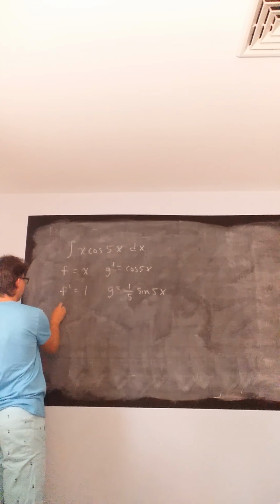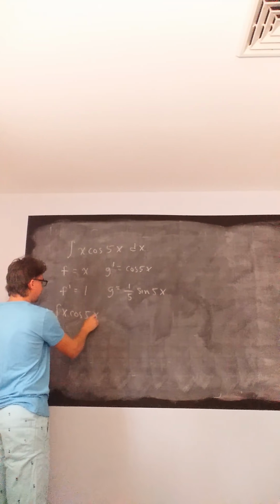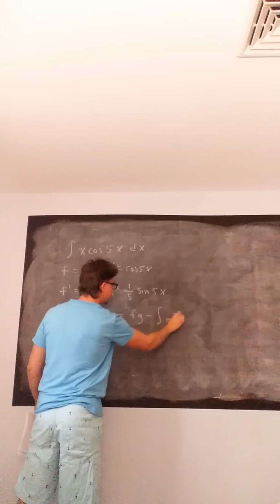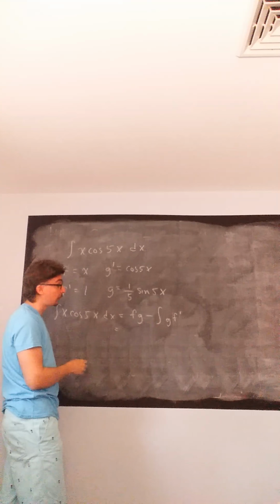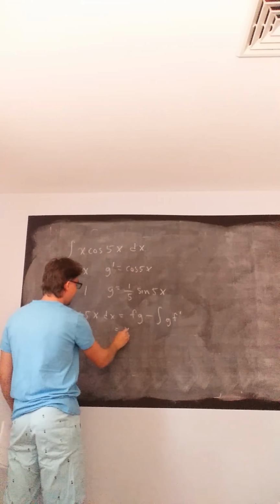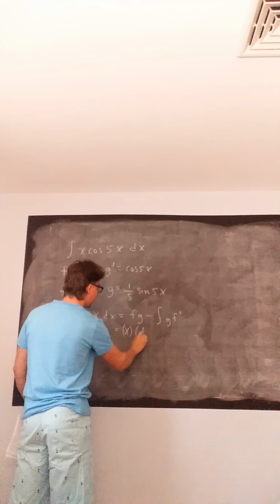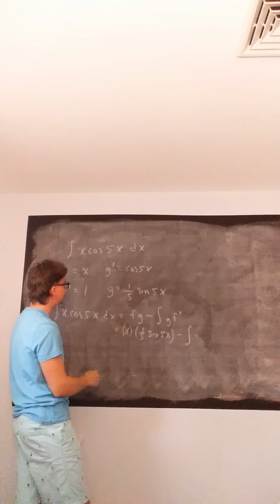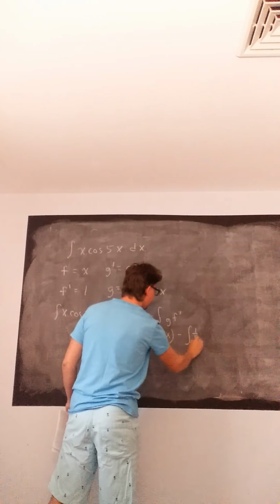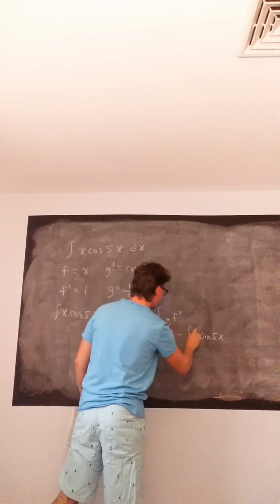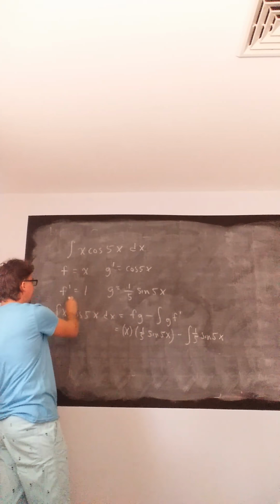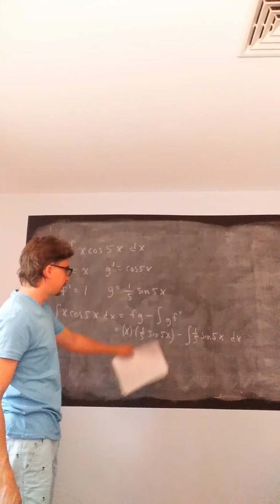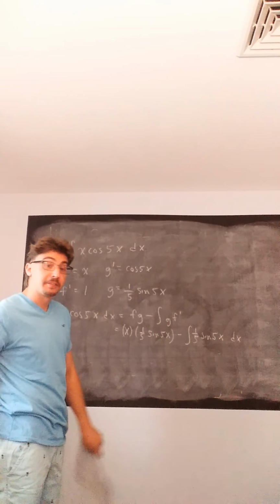So our integral, x cosine of 5x dx, is equal to fg minus the integral of gf prime. Now we're just going to put all the parts together. f is x, g is this 1/5 sine of 5x, minus the integral of gf prime. So g is the 1/5 sine of 5x. And we get a nice break here because f prime is 1. It's literally times 1, but we don't have to show it. So it's just 1/5 sine 5x dx.